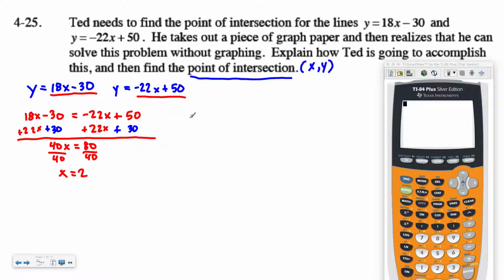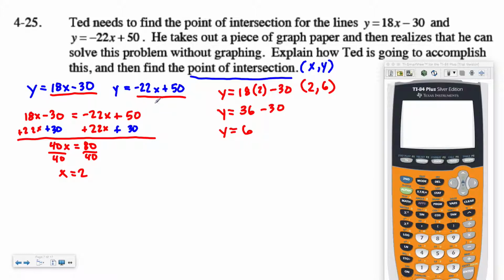Let's take that 2 and plug it in. We've got y equals 18 times 2 minus 30. 18 times 2 is going to give us 36 minus 30. So y equals 6. So we've come up with the point 2, 6. When we plug in 2, we should get 6 out.